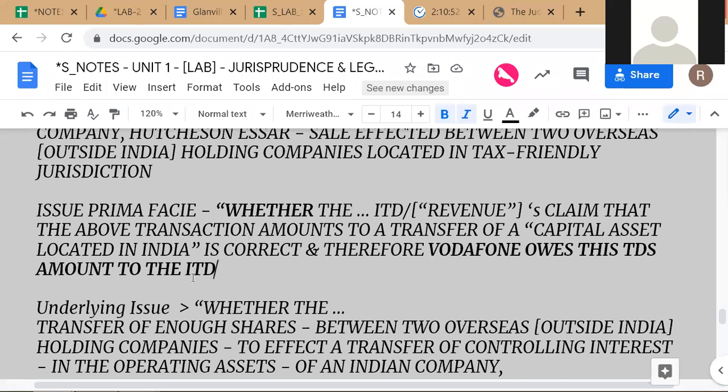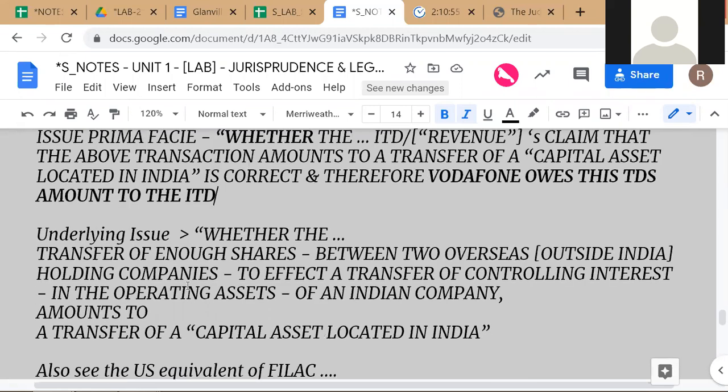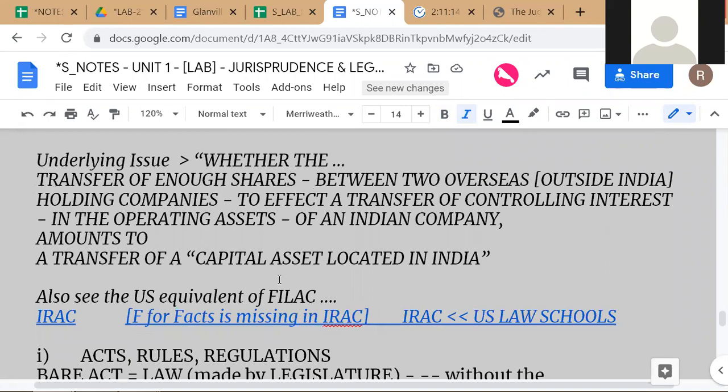Now, when it comes to the underlying issue, which you will have to extract yourself, in this case, what we would say is the underlying issue, the statement would be something like this. Whether the transfer of enough shares, I've split it up to help you understand the specific issues that are involved. Whether the transfer of enough shares in two overseas holding companies to effect a transfer of controlling interest. What is the transfer? Transfer of enough shares. Because you need enough shares to get the controlling interest.